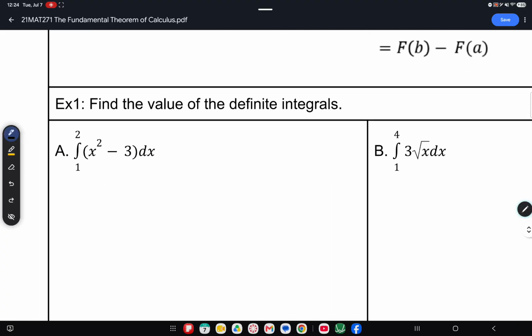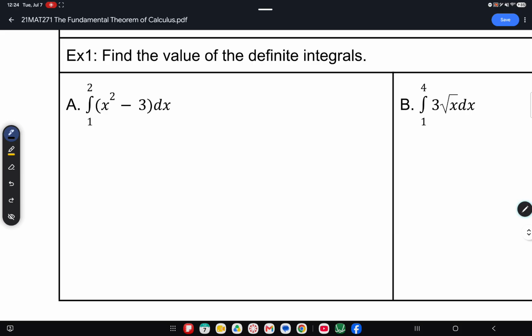So let's do some. Find the value of the definite integral. I have the integral from 1 to 2 of x squared minus 3 dx. We can use our integral properties, right? Remember, we would add 1 to the power and divide by the new power. So this becomes x cubed over 3 minus 3x. And then normally we would put plus c, but we have bounds we want to evaluate with. So I put a bar there from 1 to 2.